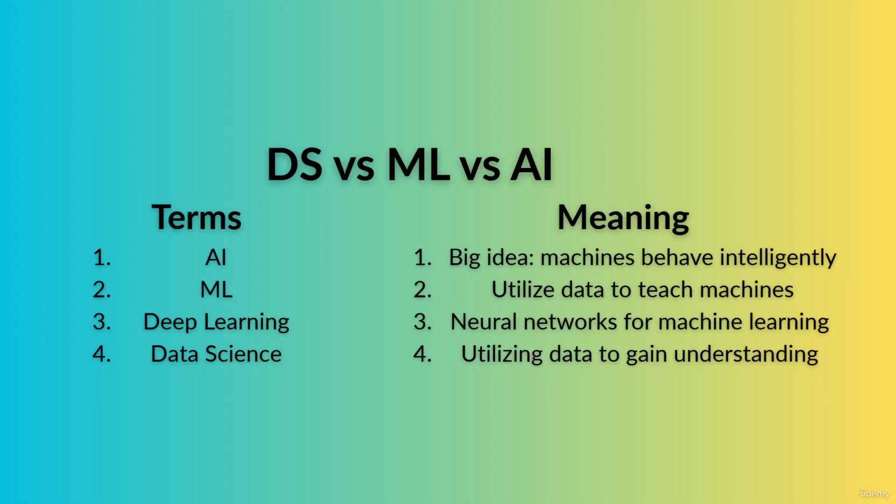Now, let's check out the differences between DS, which is data science, ML, machine learning, and AI, artificial intelligence. I have differentiated the terms and their meanings so it will be easier for you to understand. AI basically works with the big idea, which involves machine behavior and also intelligence. Then there is ML, machine learning, which utilizes data to teach the machines the exact behavior and the response they should give to the user. Then there is deep learning, which is basically the neural network for machine learning. And then we have data science, which utilizes data to gain understanding from the users and respond correctly.